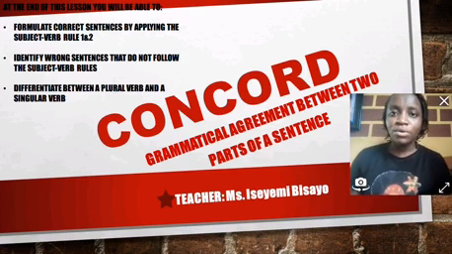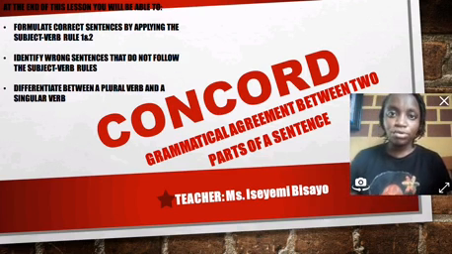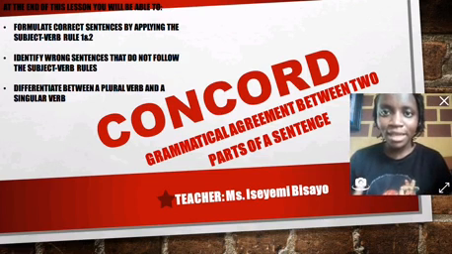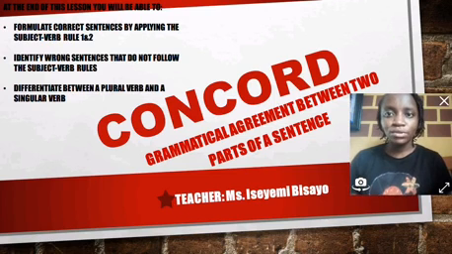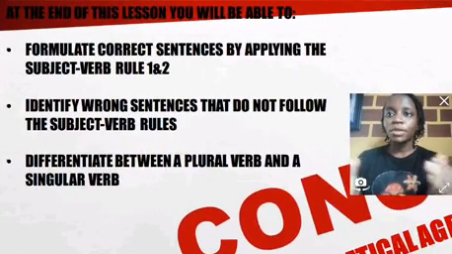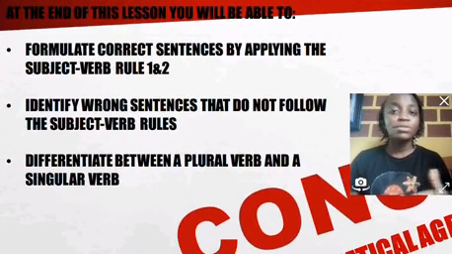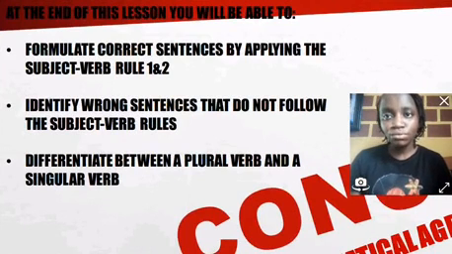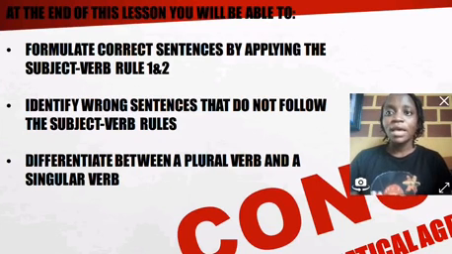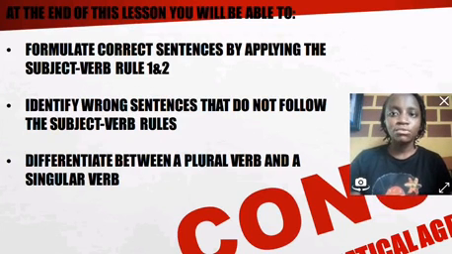Now, most of the reasons why you make blunders is because you are yet to understand and internalize the rules of Concord, the rules of grammatical agreement. So today, at the end of this lesson, you will be able to formulate correct sentences by applying the subject verb rule 1 and 2. There are over 20 rules that you should understand, and today we'll be looking at rule 1 and rule 2, which is basically subject verb. And then you would also be able to identify wrong sentences that do not follow the subject verb rules.